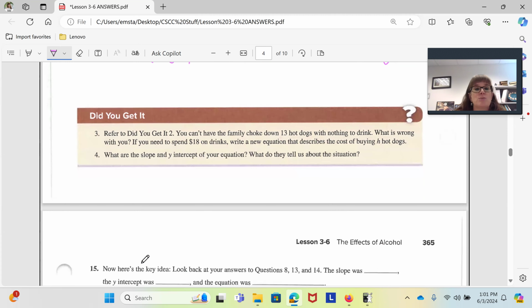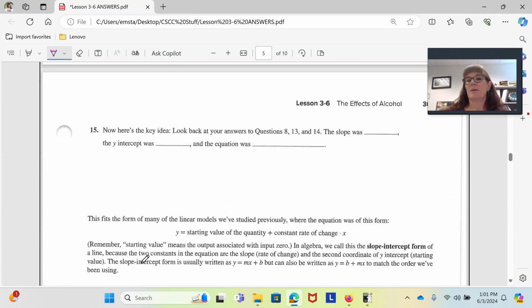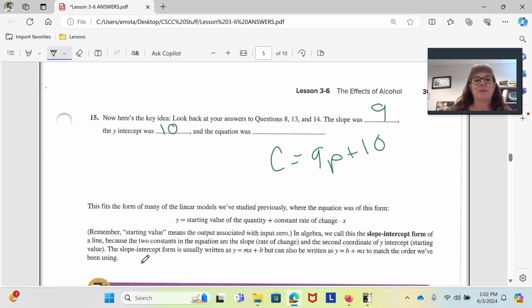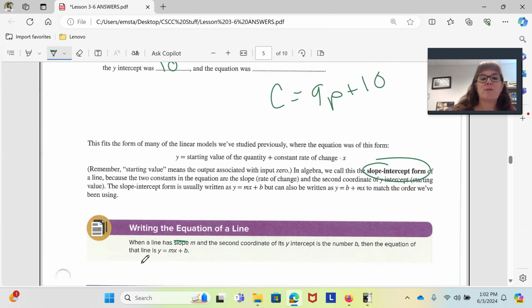All right, turning to page 365, they have us putting it together a little more for us. So they're kind of making us identify everything we just talked about. They're working us towards what this equation should look like. The slope was 9, the y-intercept was 10, and the equation was cost equals 9p plus 10. This is the slope-intercept form of an equation. We usually call it y equals mx plus b. It's okay to do b plus mx as well.